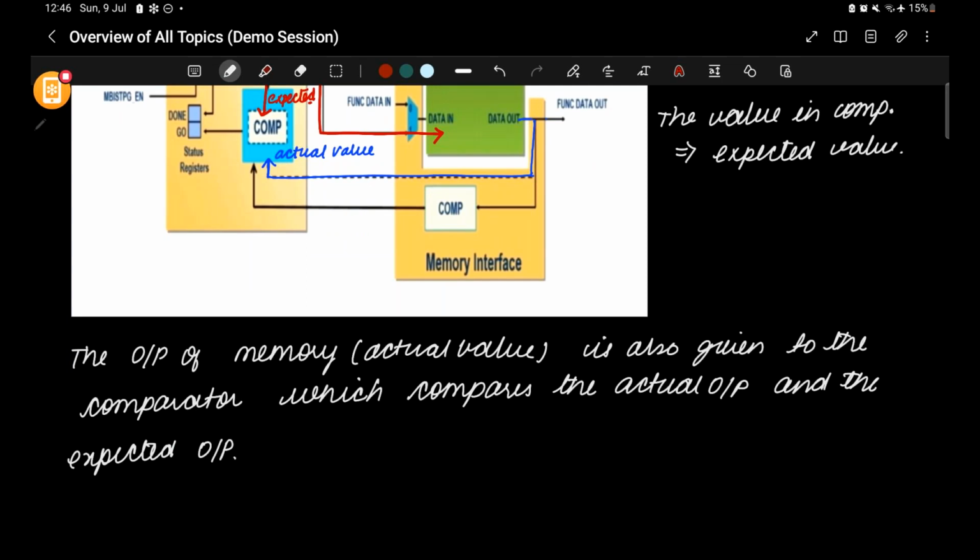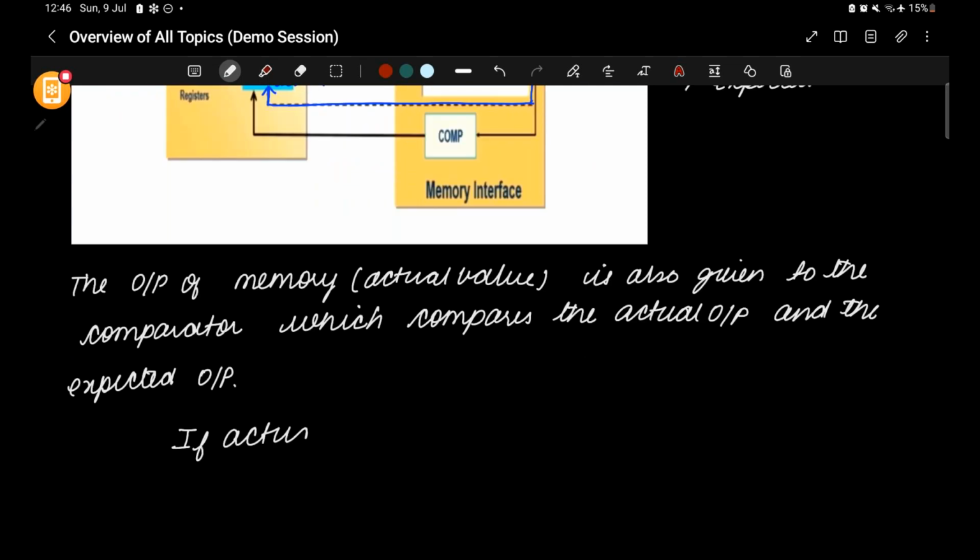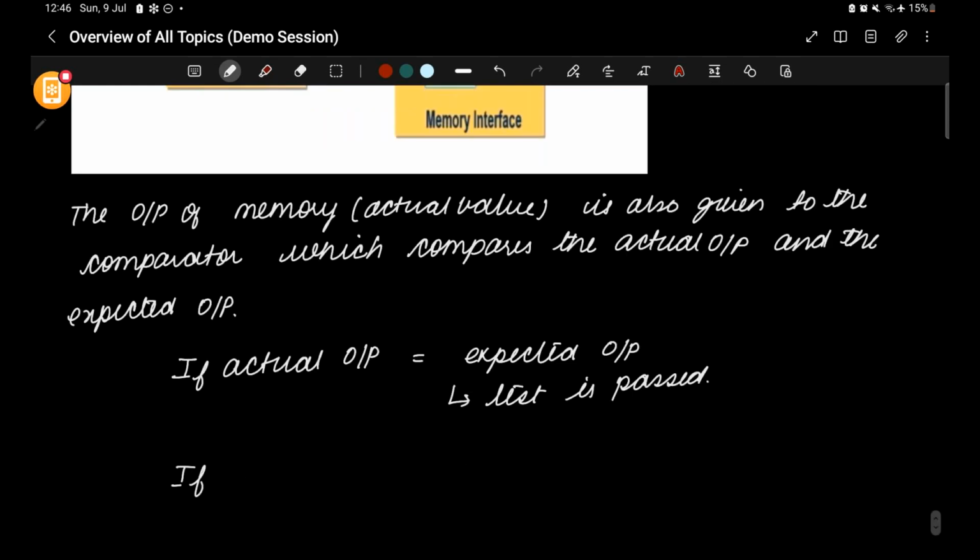So if actual output is equal to expected output, which means the test is passed, there is no problem in the memory. If actual output is not equal to expected output, that means there is some problem with the memory and the test is failed.